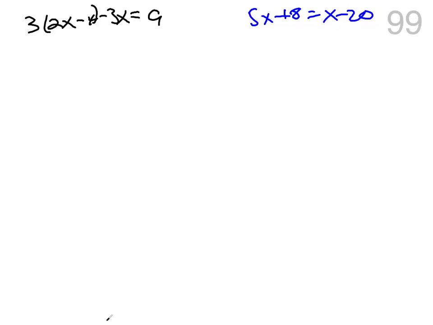First, when I see a number outside parentheses, what always pops into my head to do? Well, what's the word that we use to describe that? Starts with a D? What do I do here with the 3 outside the parentheses? What do I always do, everybody? Distribute. Good. So I'm gonna distribute the 3, and I'm gonna get 6x minus 12 minus 3x equals 9.